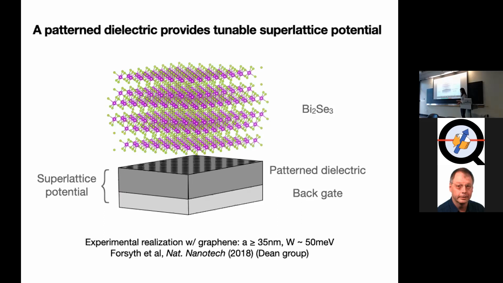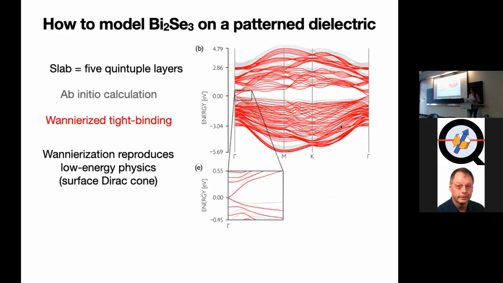And I just wanted to point out, this is the reference that we were talking about this morning with some people. These types of patterned dielectrics have been realized in other systems. This is a paper by Cory Dean's group, and they realized a patterned superlattice on graphene. The lattice scale is like 35 nanometers, and the potential strength is about 50 meV. So that's about the scale that we're thinking of. And it's been realized in experiment, which gives us some hope that it could also be realized in this system.